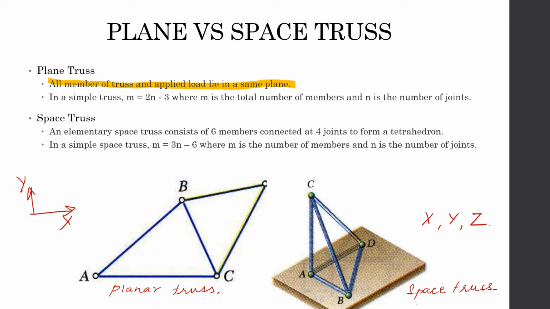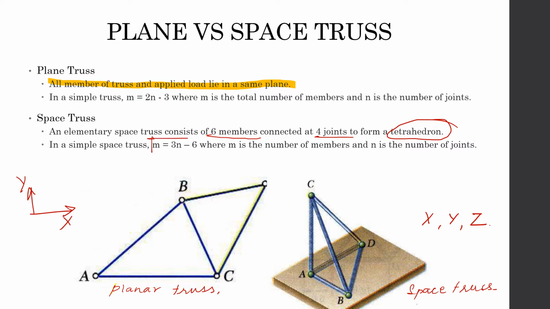the members may be moving in the different three coordinates, x, y, and z, coordinates and planes, while in a planar truss they will only move either horizontally or vertically, but in the same plane. So an elementary space truss consists of six members connected at four joints, six members, four joints to form a tetrahedron.